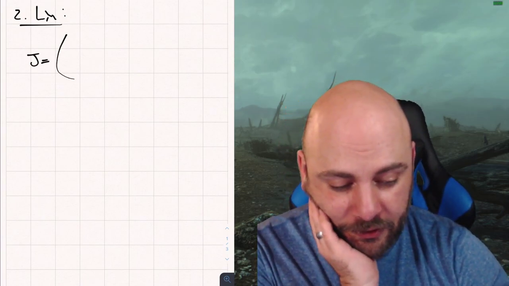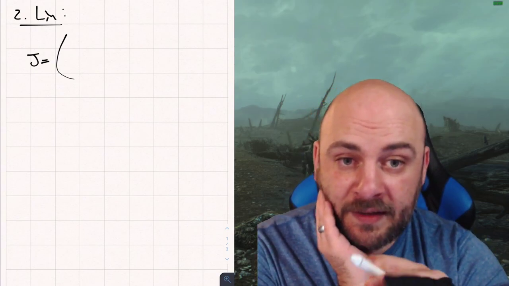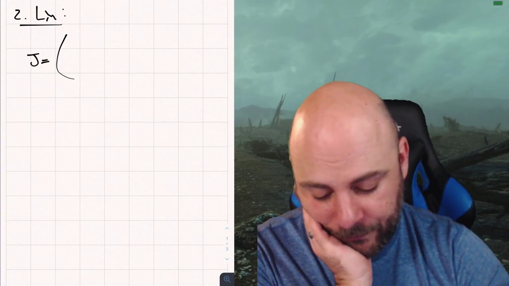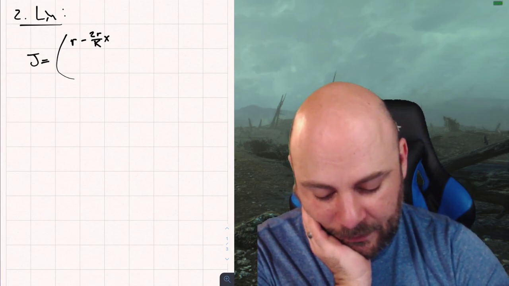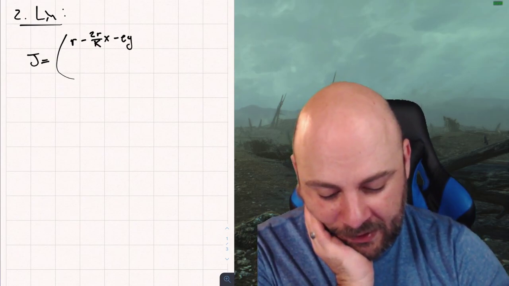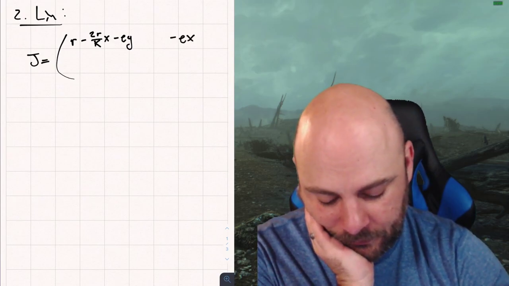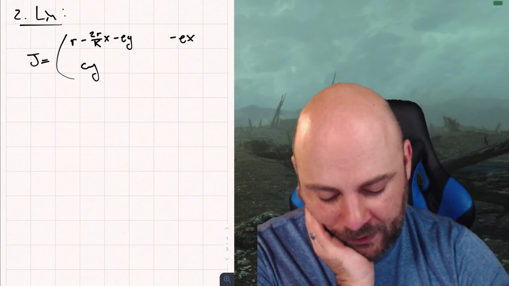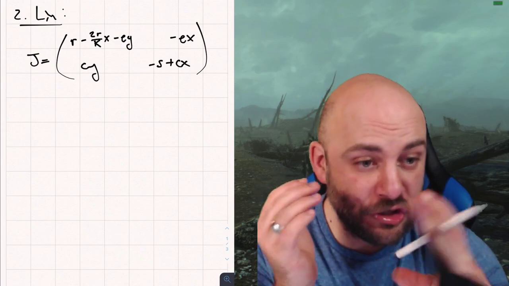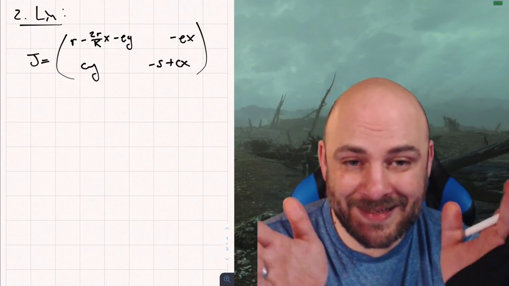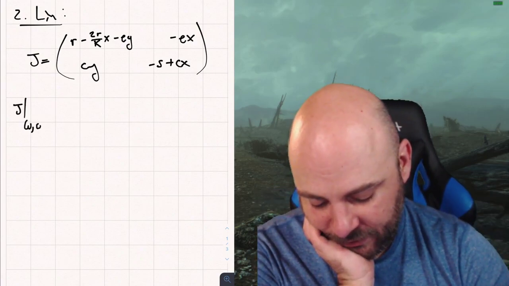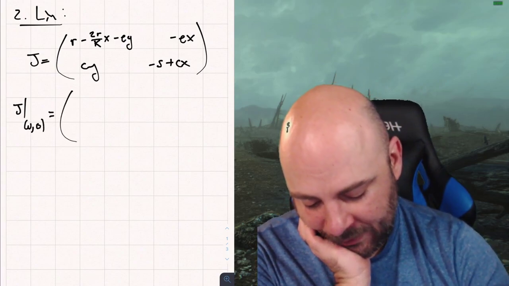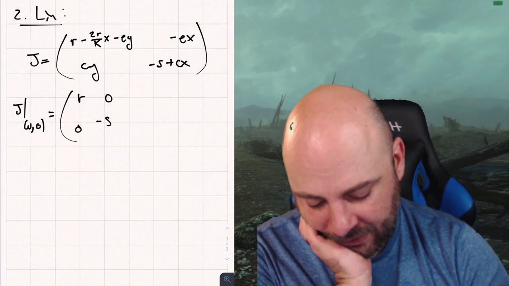Take a look at your notes. The partial derivative of the logistic growth with a harmful competitive term on there gives me r minus 2r over K x minus e y, minus e x, c y, negative s plus c x. Okay, so that's the general form of the Jacobian. This in and of itself doesn't matter. We need to evaluate it at our equilibria. The first equilibrium, which is always the easiest to evaluate at, is the origin: r, 0, 0, negative s.